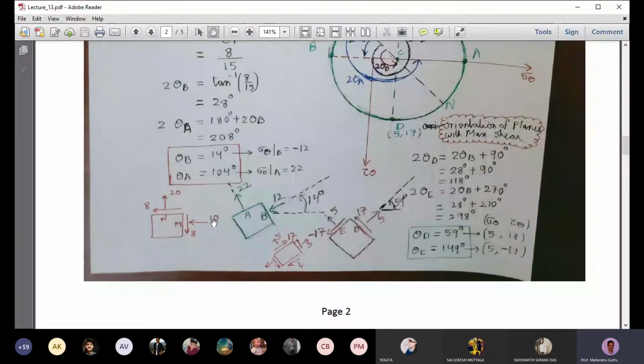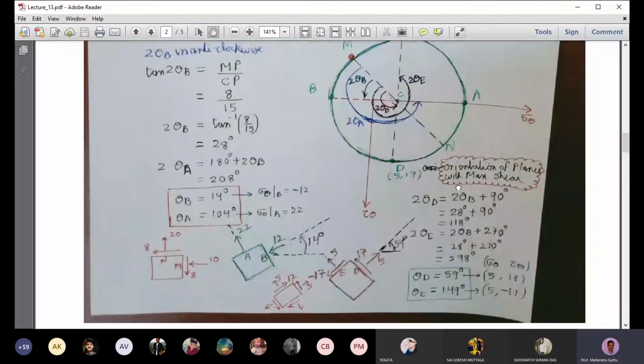And if you rotate this plane M by 104 degrees, that is 14 plus 90, you will get plane A. On that plane A, we have normal stress which is 22 comma 0, so we have 22, and there is no shear stress, so shear stress is not shown. So this is the stress element, with principal stresses indicated on the principal planes. And there are no shear stresses on these principal planes.